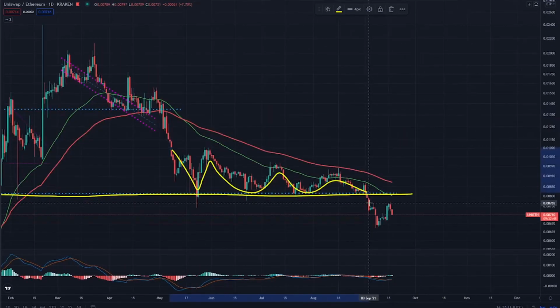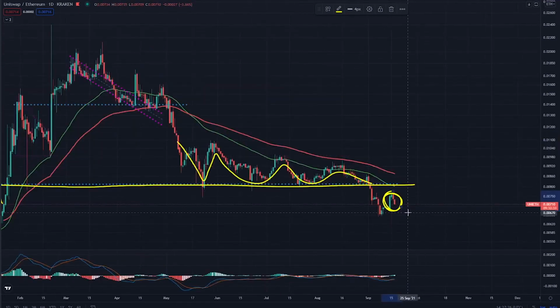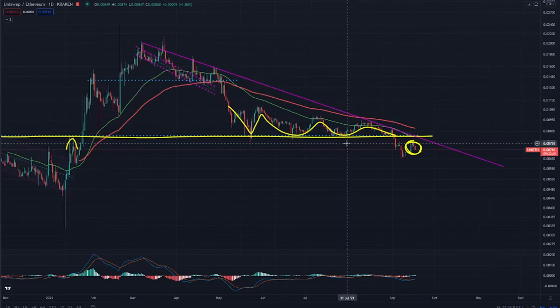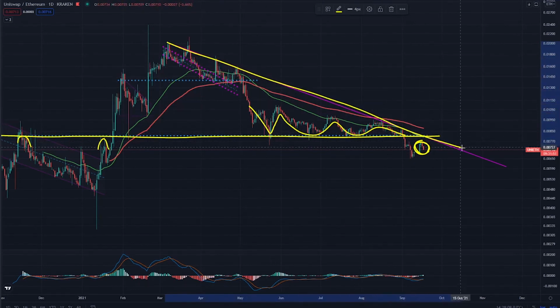However, recently, just a couple of weeks ago, this ratio has come out under this support line. We had a quite significant breakdown, and so far it looks like it will stay like that. So that means that Ethereum looks like a much more promising proposition than Uniswap at the moment. And what also supports this thesis is this downtrending line over here of this ratio. This is a very strong resistance line as well.